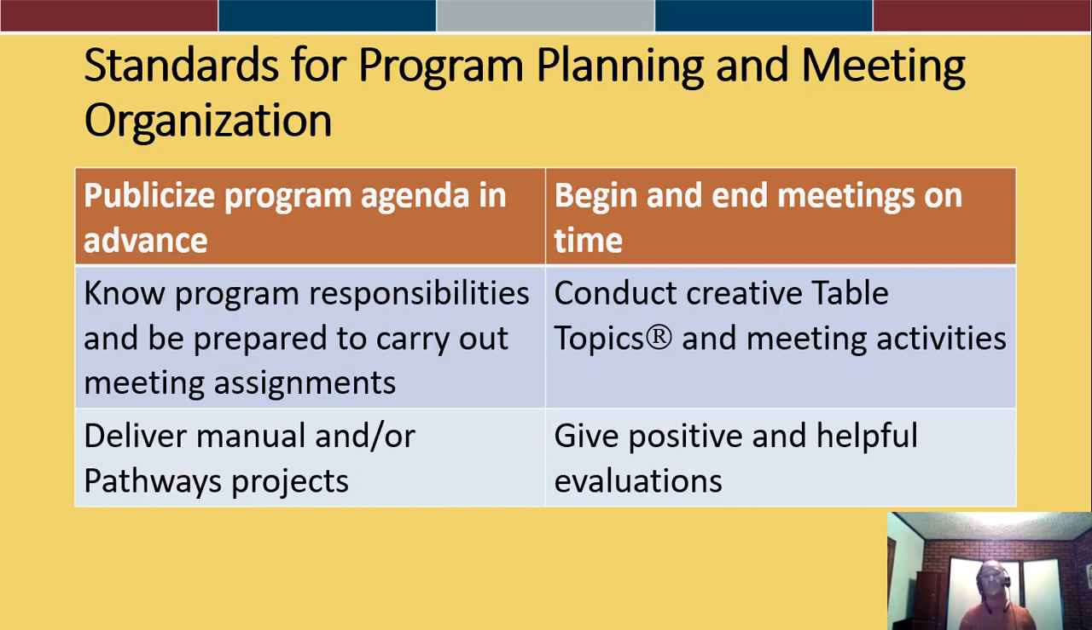Program planning and meeting organization requires that we are in tune with a lot, yet it's mainly about the meeting itself. What's happening on that agenda, what's happening during that meeting, how are members helping to make sure the meeting is being run? Members have a responsibility to know meeting functionary roles, and members also have a responsibility with delivering the appropriate manual or Pathways speeches. When we can fit in our meeting environment all of these elements, we can have a successful club environment.